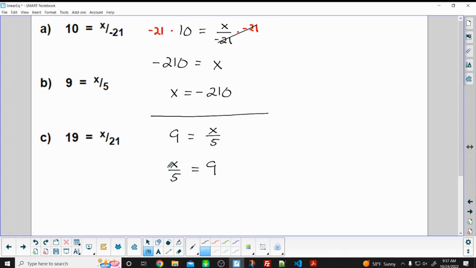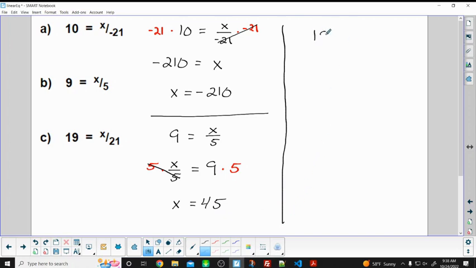You could do that also. So anyways, I need to undo this division of 5. To undo that division of 5, I am going to multiply by 5 on both sides, and that's that property of equality. What I do to one side, you do to the other. The multiplication of 5 undoes the division of 5 on this side, leaving me with x. And 9 times 5 is 45, which is our answer. X is equal to 45. Let me just draw a line there.